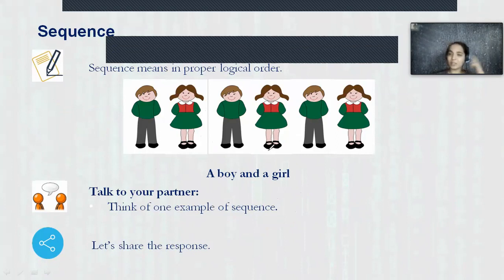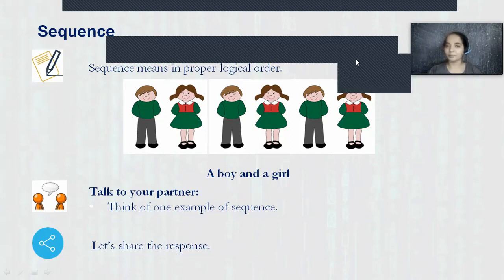So your teacher finds a logical order in which she can stop you from talking a lot in the class, right? It happens sometimes. The teacher changes your seating place so that you don't disturb the other students. So that's the way it happens in sequence.